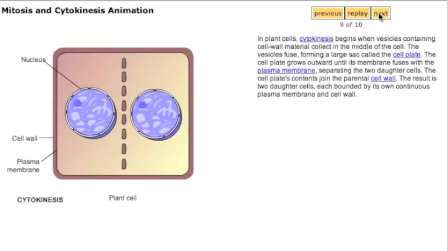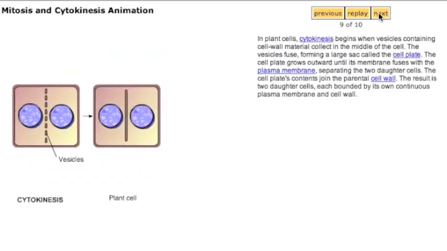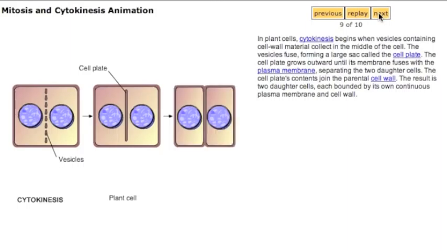In plant cells, cytokinesis begins when vesicles containing cell wall material collect in the middle of the cell. The vesicles fuse, forming a large sac called the cell plate. The cell plate grows outward until its membrane fuses with the plasma membrane, separating the 2 daughter cells. The cell plate's contents join the parental cell wall. The result is 2 daughter cells, each bounded by its own continuous plasma membrane and cell wall.